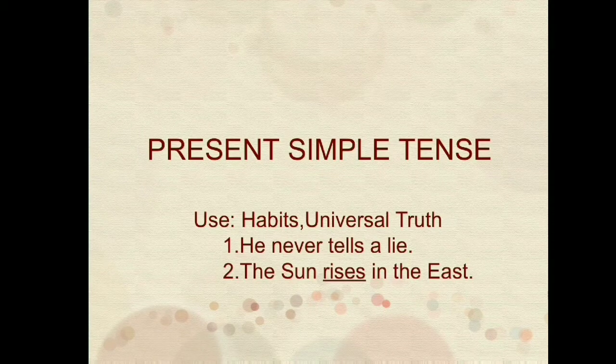At first we are going to discuss present simple tense. So where to use this tense? We can use simple present tense when we are talking about habits or universal truth. For example, he never tells a lie. This is a habit. The sun rises in the east. This is a universal truth.